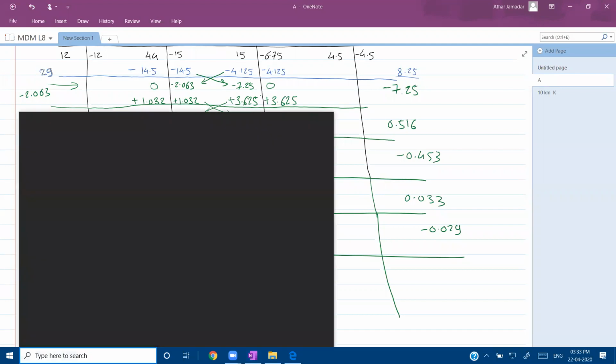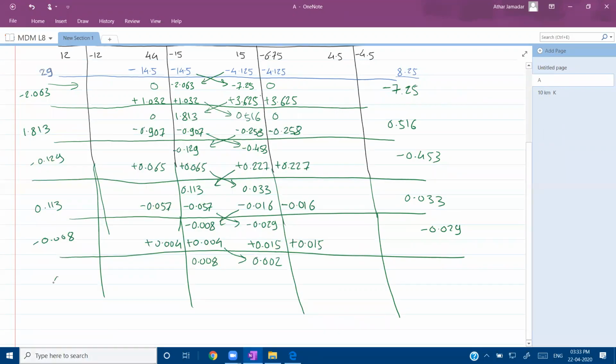So here unbalanced moment is now 0.008. So next corrections here will be negative, and here 0.002 next correction will be negative. So 0.008 into 0.5, 0.004, 0.004, and here corrections will be 0.001 and 0.001. So if you observe, we have at least made iteration up to 2 digits after decimal places are 0.